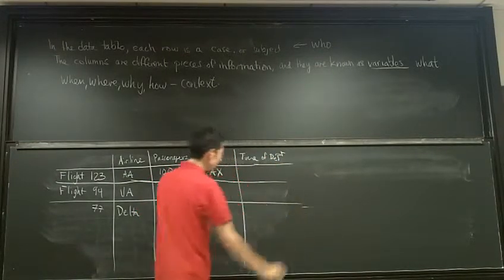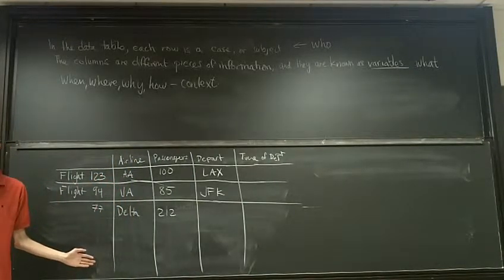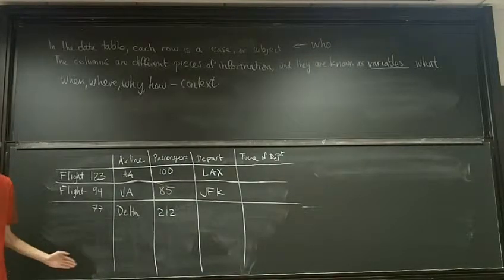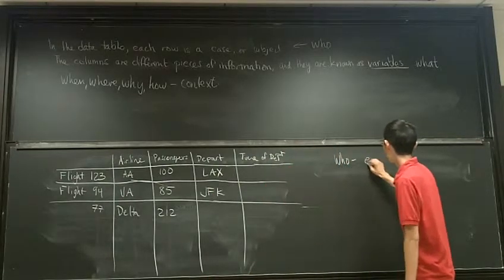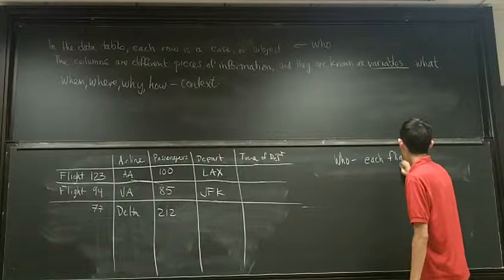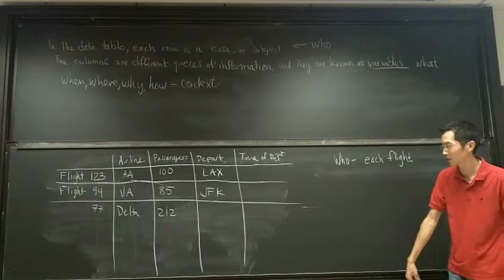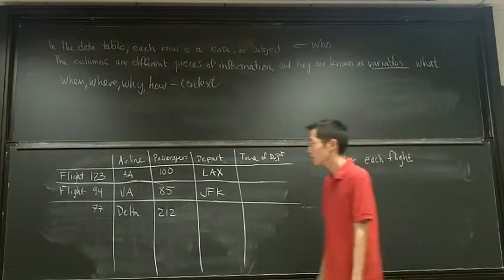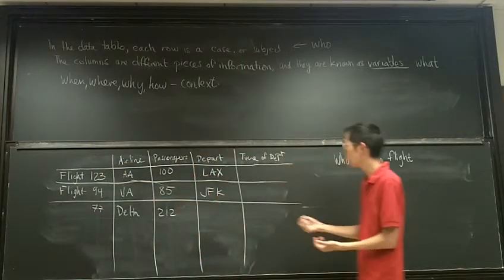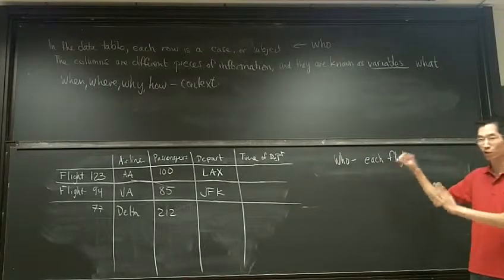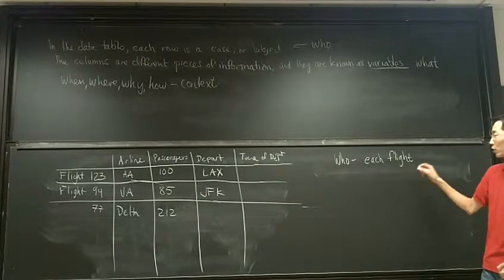So in this context, what is my who? The flight. Each flight is the who. It's not the airline, it's not the passengers, it's not the pilot of the airplane. It's the flight number. Each row is a subject. That is my who. So each flight has its own row, and we are collecting information about each flight.